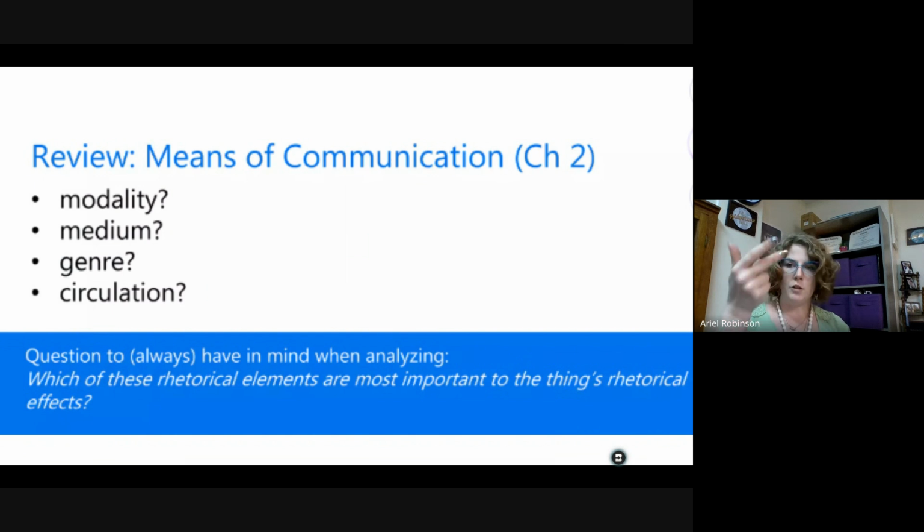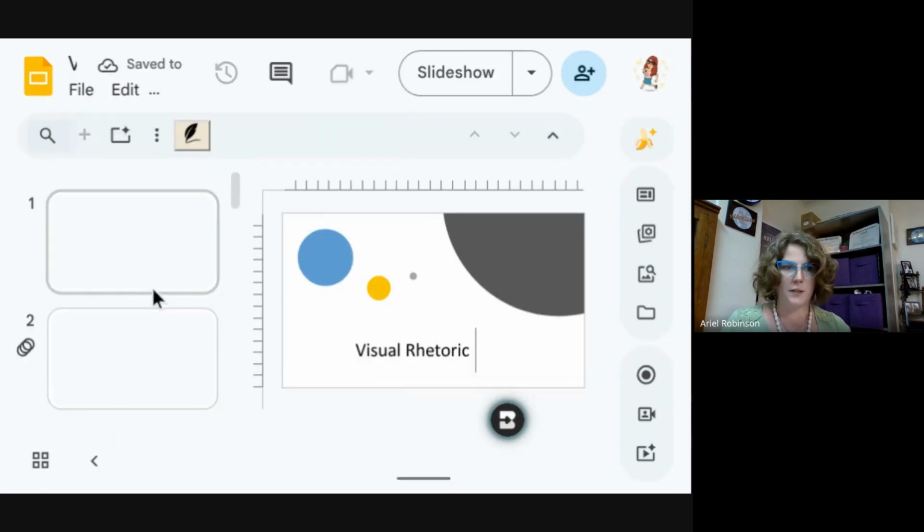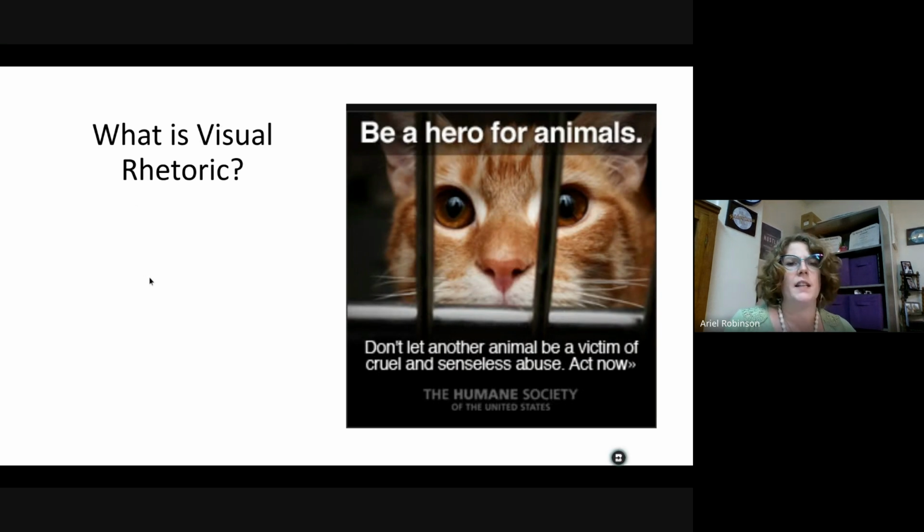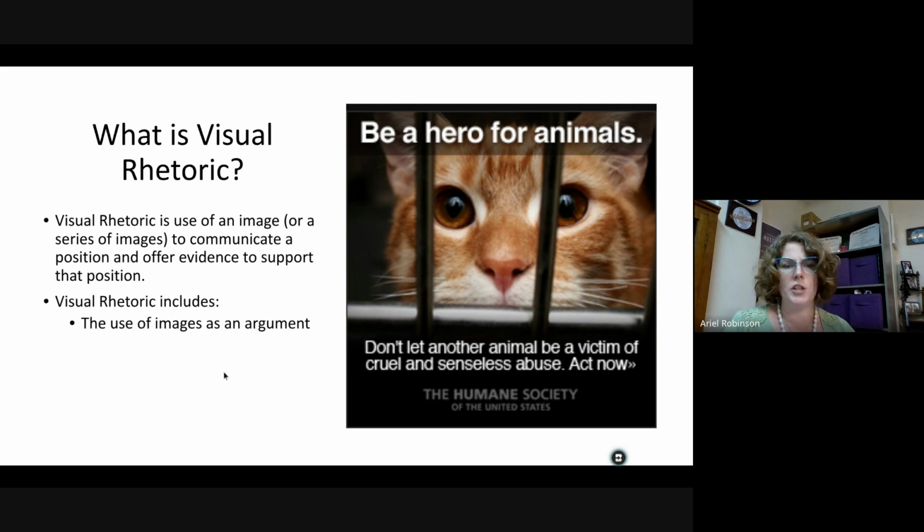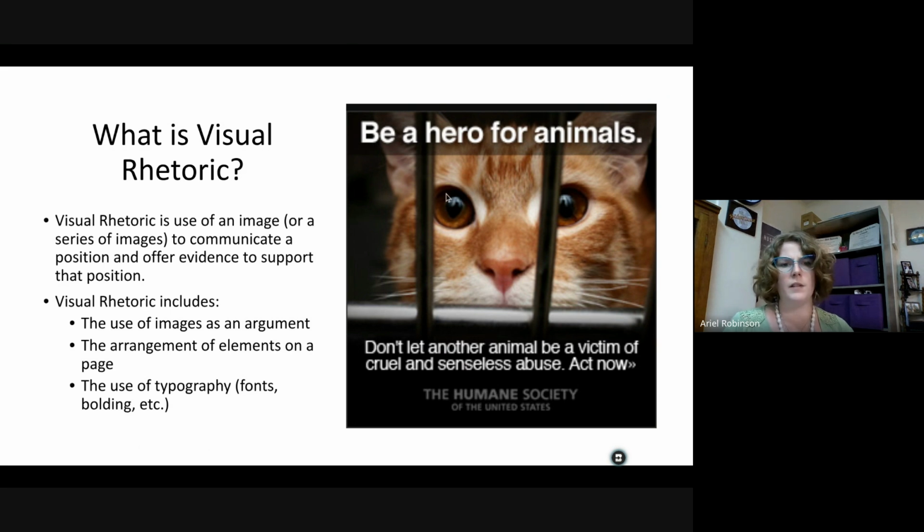Modality, medium, genre, and circulation. This is how something is created and what kind of effect it does have. And so going back a little bit, if I launch some visual rhetoric, you see images rhetorically, right? In this way. Not only do we have a gestural analysis, but we also have typography, we've got arrangement, and we've also got compositional styles.